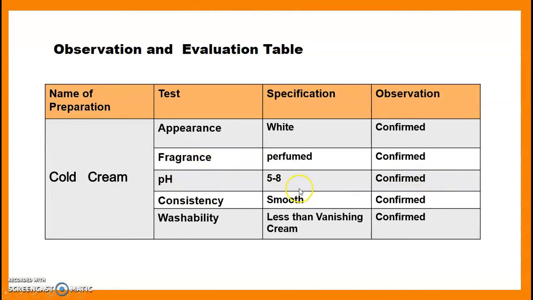pH is between 5 to 8. We also confirm that test. Consistency is smooth. We confirm that test. And washability is less than the vanishing cream.